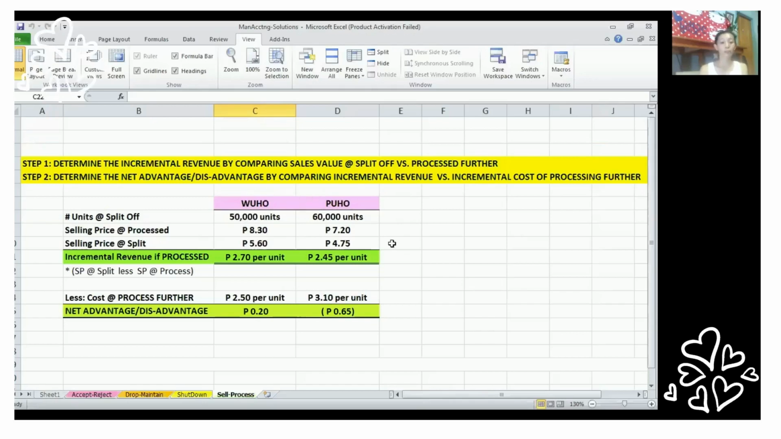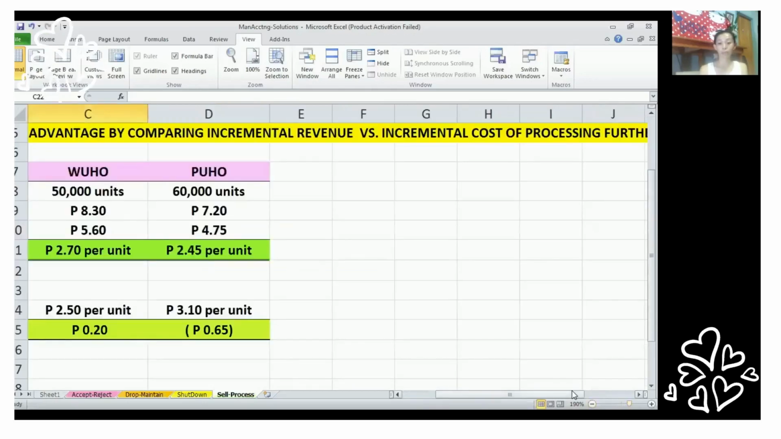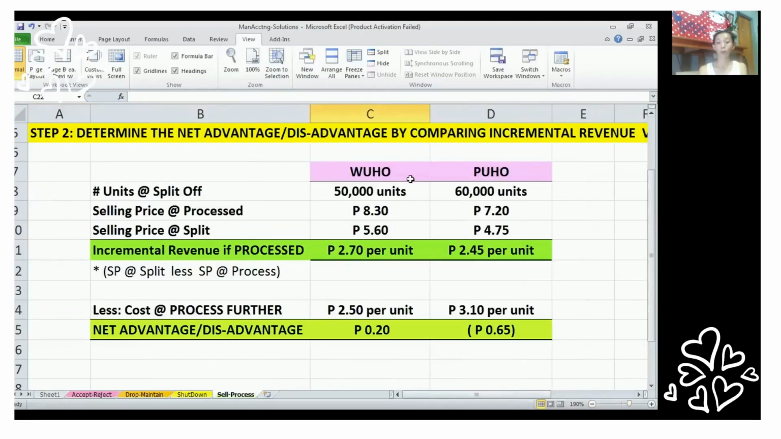So here are the given. We work with what's given in the situation. We have Puhu and Puhu. So number of units at split off, meaning their number of units in process further na state is 50,000 units in Puhu and 60,000 units in Puhu. The selling price at fully processed is si Puhu 8 pesos and 30 centavos, si Puhu 7 pesos and 20 centavos. The selling price at split off, or in processing, work in process, ni Puhu is 5 pesos and 60 centavos and si Puhu is 4 pesos and 75 centavos.